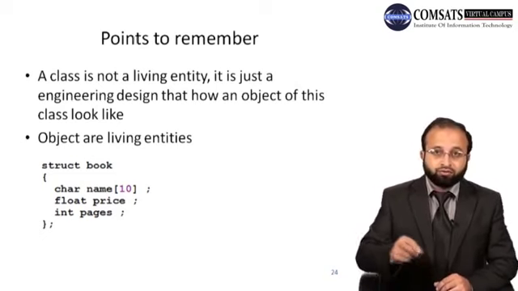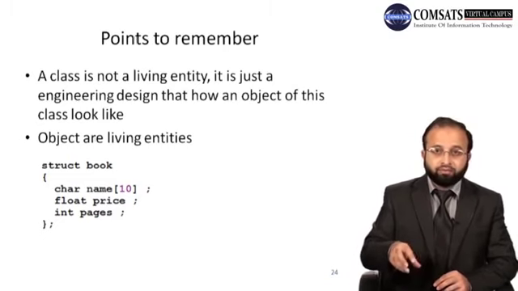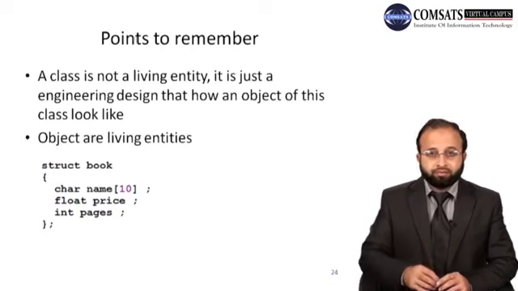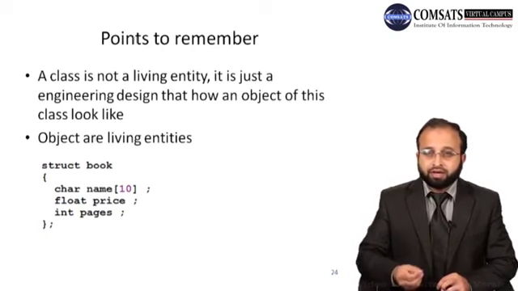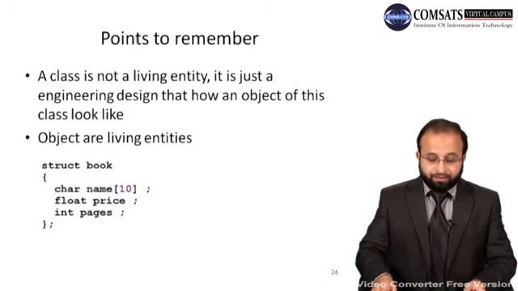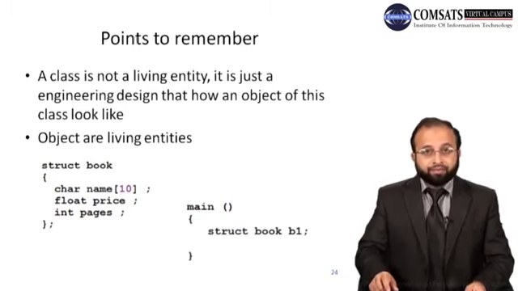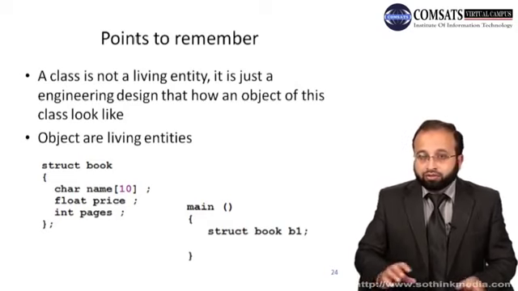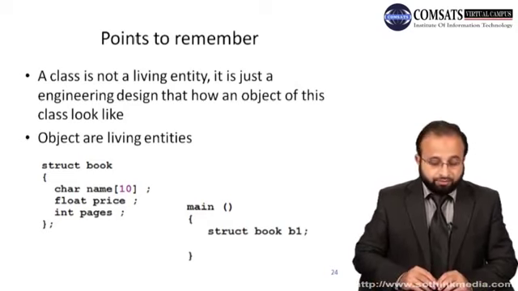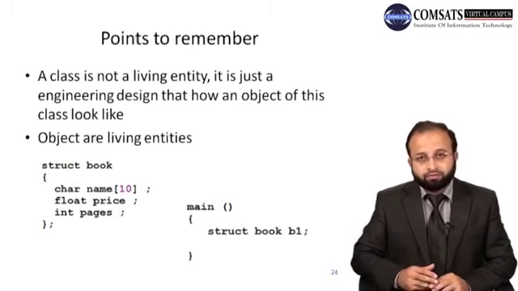So struct book is a user-defined class. You write the definition of struct book inside your program, and that is just the definition that tells what happens when a variable of that struct book type is created. For example, like this, you create a variable b1 whose type is struct book, then some space will be allocated in memory for b1, and within that space it has a name that is 10 bytes, price that is 4 bytes, and pages that is also 4 bytes.